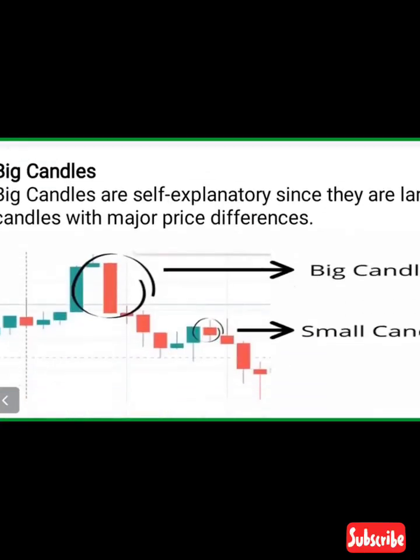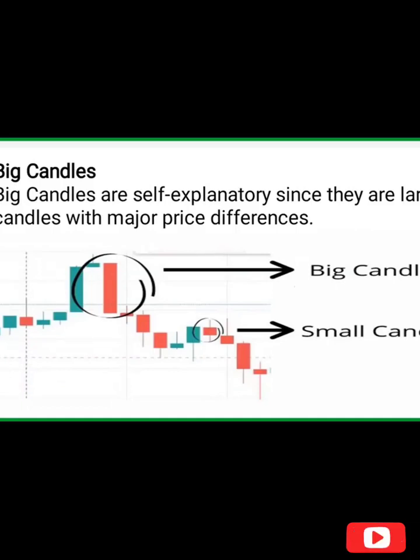Now, what is a big candle? I want to quickly round up with this explanation so we can go on the chart and do some identification of these candles and their patterns. I'll be quick and fast with my explanation. Please, I want you to catch up. It's a very simple explanation, straight to the point.